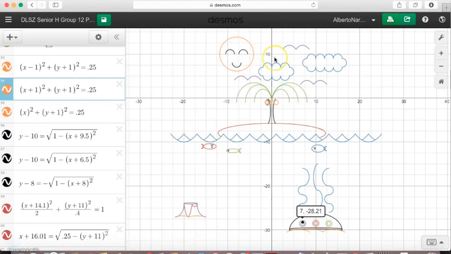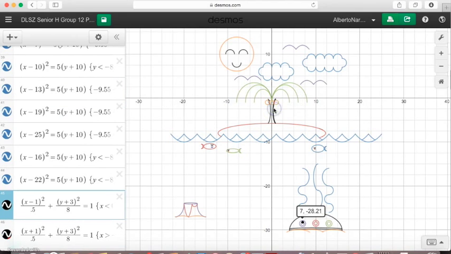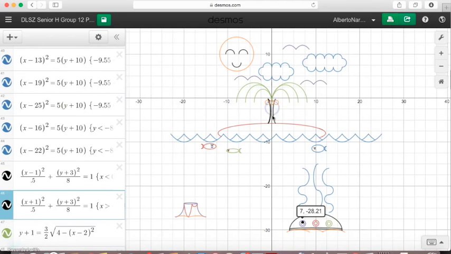The next conic section we used were ellipses. We used the ellipse for the island, for the fish, for the sides of the palm tree, and lastly for the mouth of the volcano.